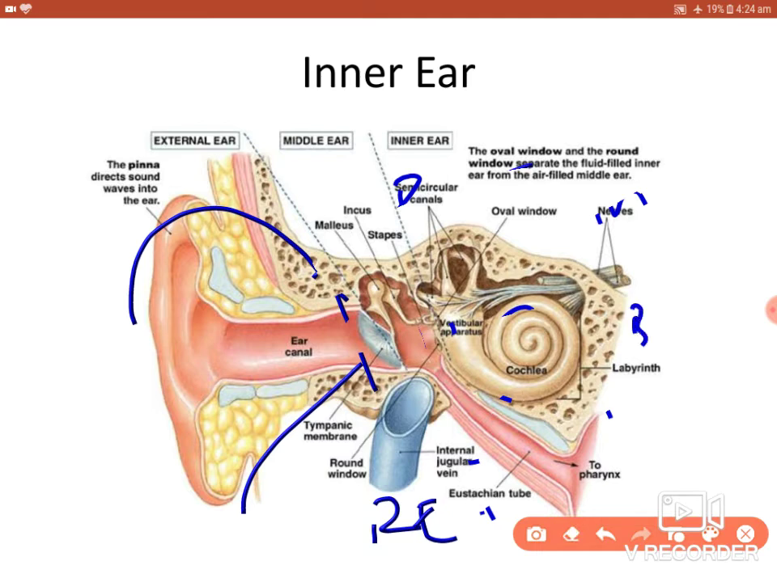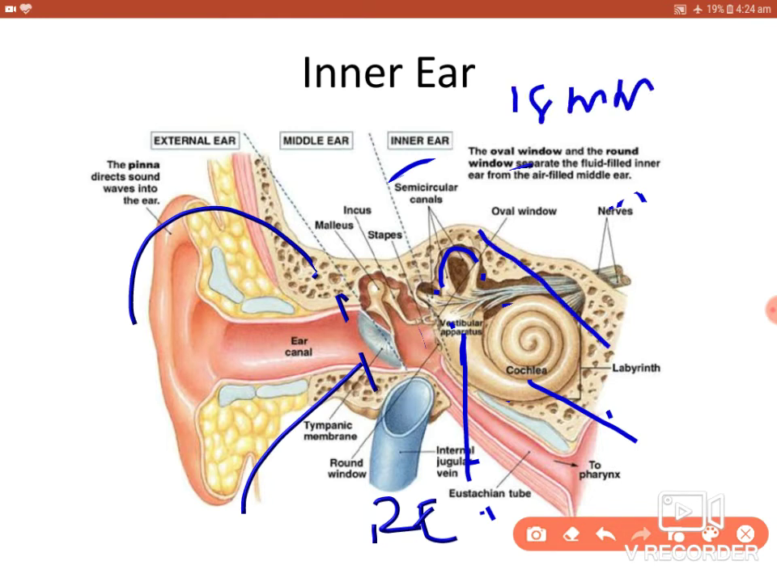It consists of a series of bony cavities and is composed of, anteriorly, the cochlea, the middle part, the vestibule, and the posterior part, the semicircular canals. Then the length of this bony labyrinth is 18 millimeters.